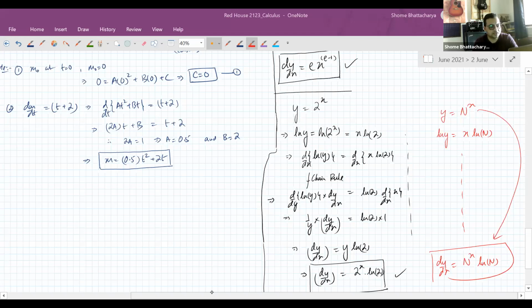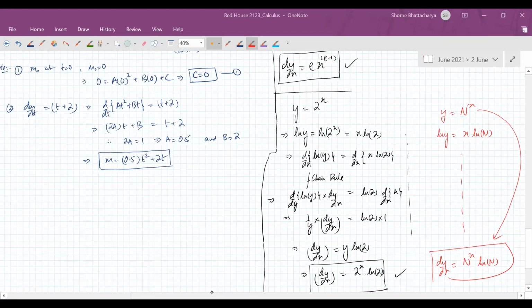Yes, e raised power x's derivative is e raised power x. That's true, Caleb. E raised power x is a unique function which has that property, that the derivative of e raised power x is equal to e raised power x. But that doesn't apply to any general number raised to the power x. That formula will not apply to 2 to the power x or 5 to the power x. It applies only to e raised power x. You understanding the point now, Caleb? Yes, sir.